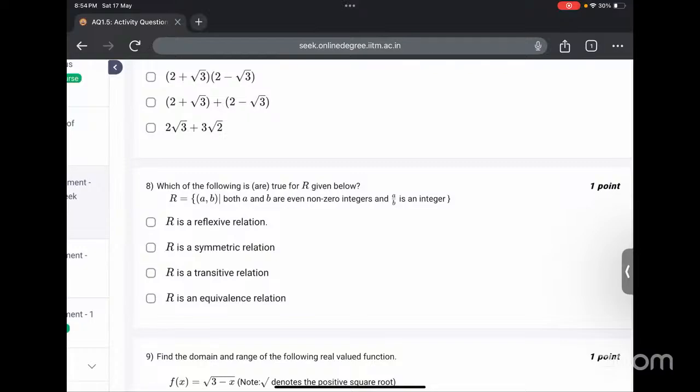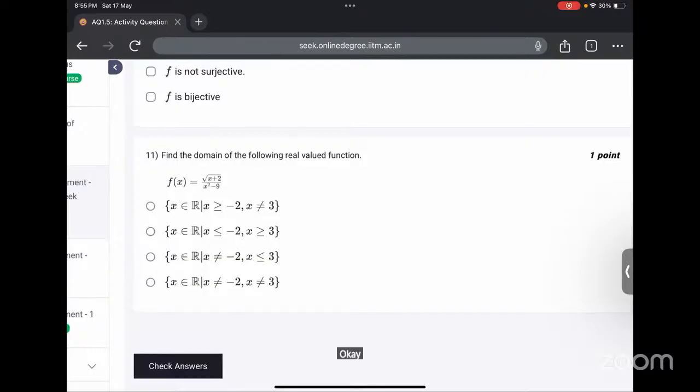Ma'am, it is reflexive and not symmetric. I have got these two options. And then, what about transitivity? Just a moment, I'm checking, ma'am. If overlaps, it is reflexive and transitive. Okay, let us check the answer first, then we will solve.